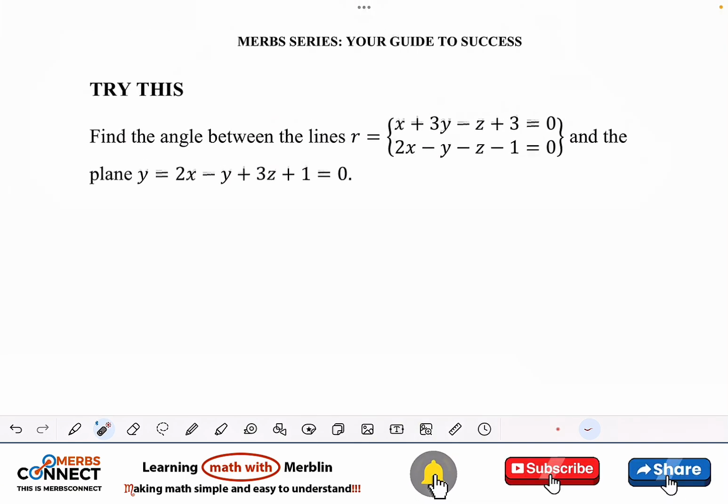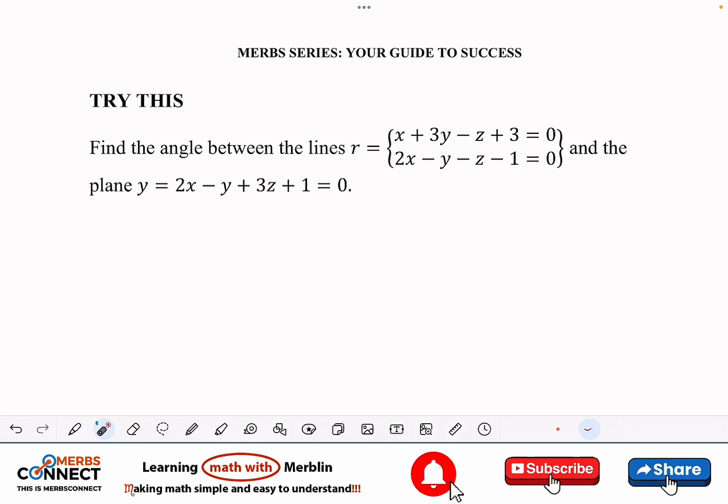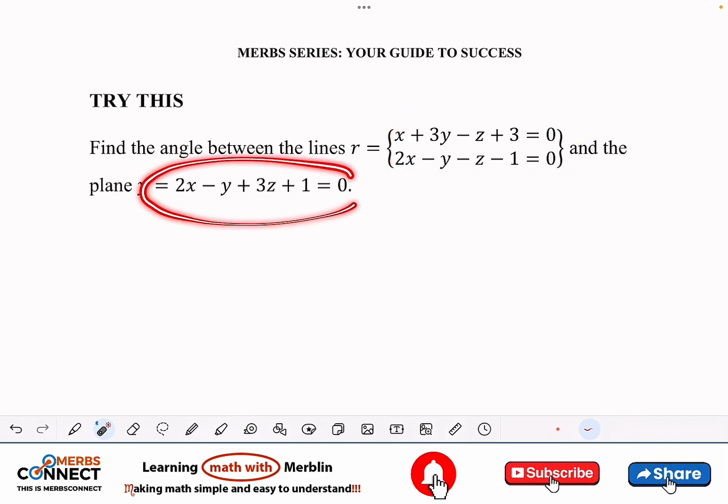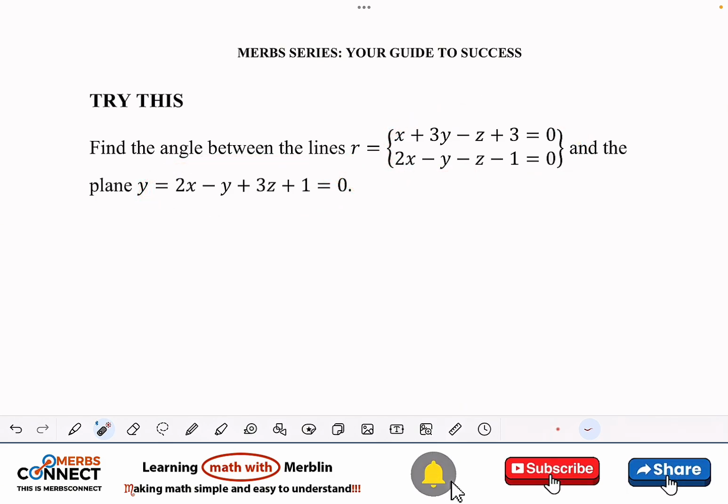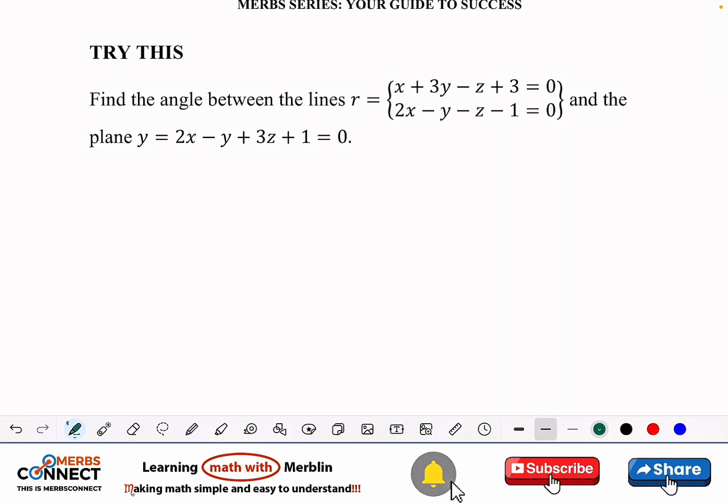But this question, basically, I need to come in, right? Because you see that we want to find the angle between the lines, this, and then the plane. But you can see that this line here is in the plane form, right? So first we need to find the normal vector for this. So let me just give you the hint.